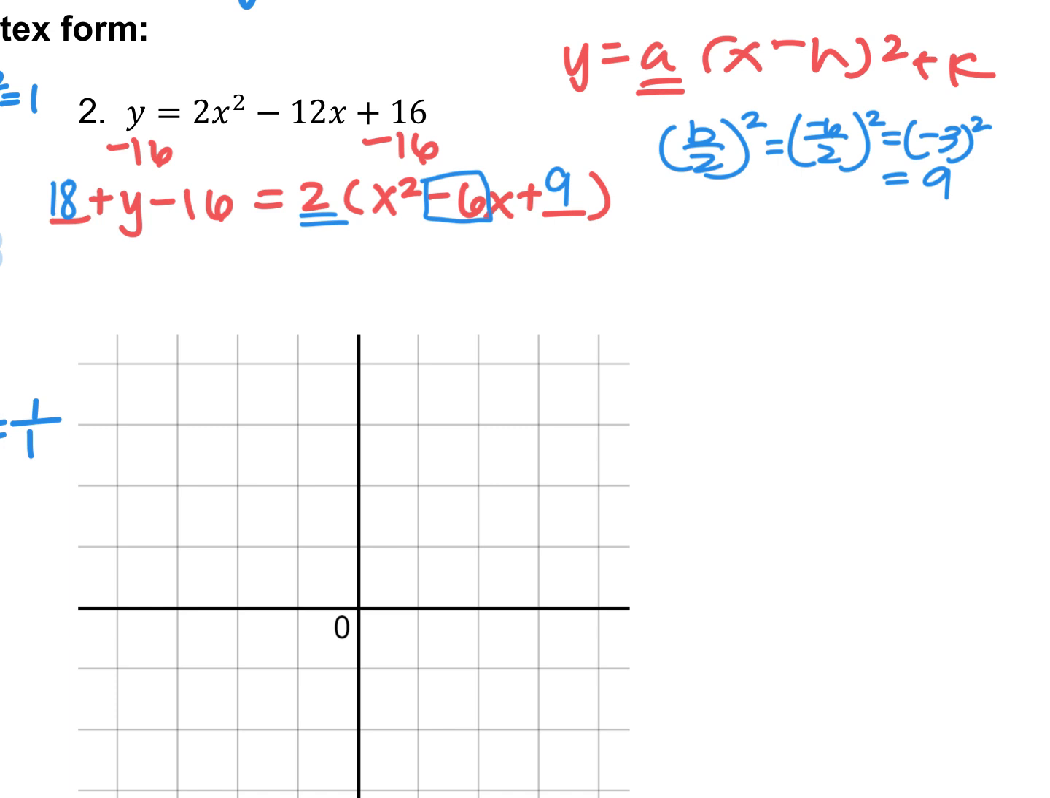Okay, so now I'm going to factor the right side. So this 2 is still here. I have something squared. It comes from here. So it's x minus 3. Okay.